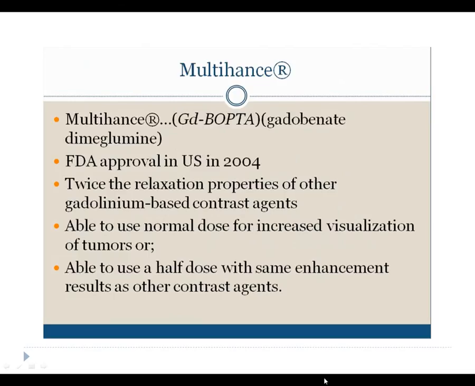MultiHance is often used in patients that have a decreased renal function. Because it has twice the relaxation properties of other gadolinium-based contrast agents, we are able to use half of the amount, therefore decreasing possible toxicity in the kidneys and the chance of the patient developing NSF.